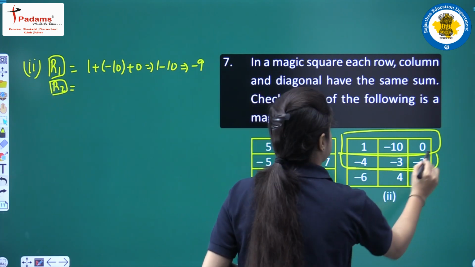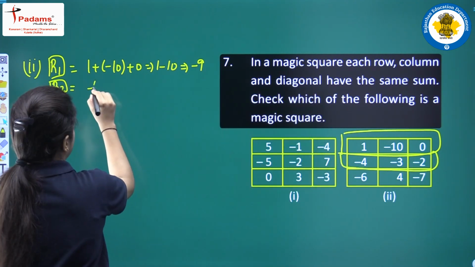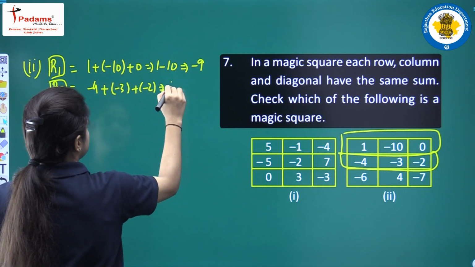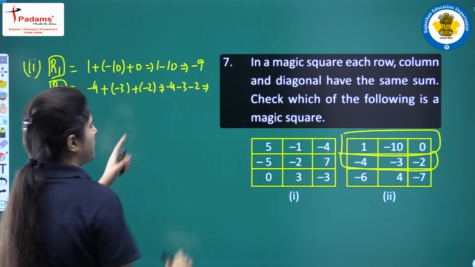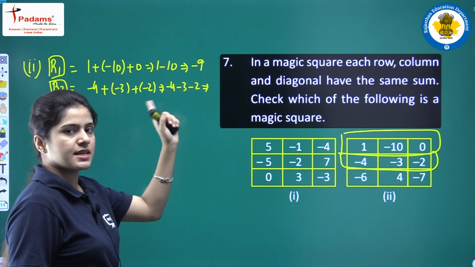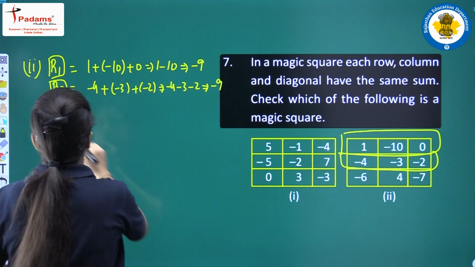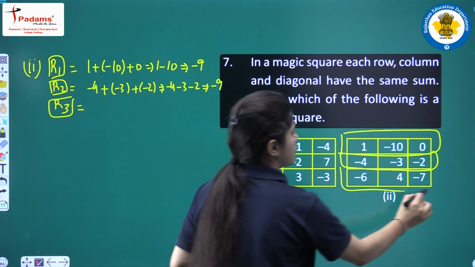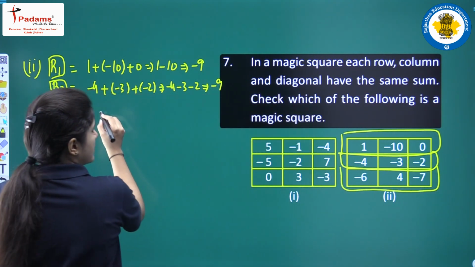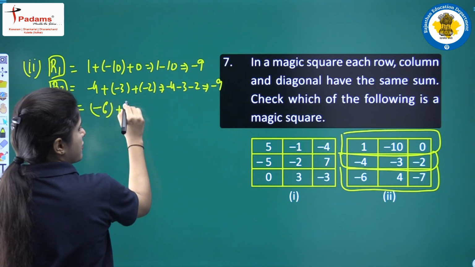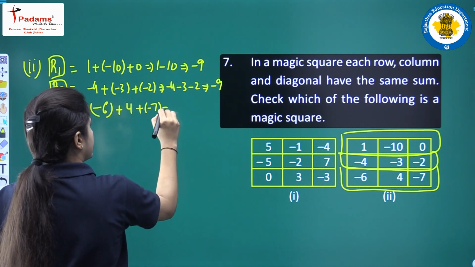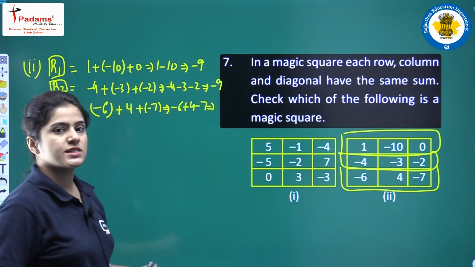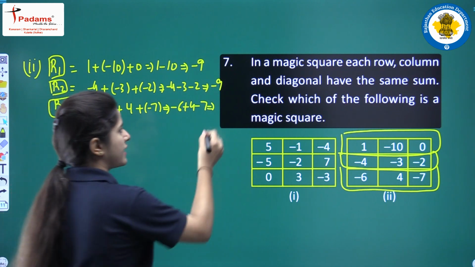This is your R2. Minus 4 plus minus 3 plus minus 2. Minus 4 minus 3 minus 2 is equal to minus 7, minus 7 minus 2 is equal to minus 9. Now R3, this row, minus 6 plus 4 plus minus 7, minus 6 plus 4 minus 7. Minus 6 plus 4 is equal to minus 2, minus 2 minus 7 is equal to minus 9.